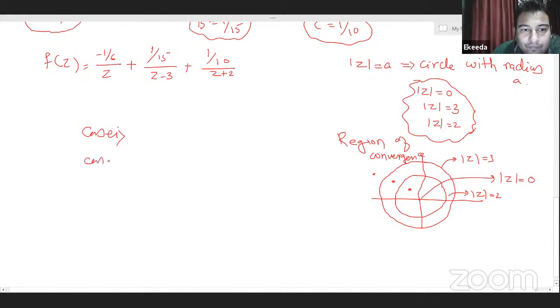What is case number one? What is case number two? And what is case number three? What is your case number one, case number two, and case number three?